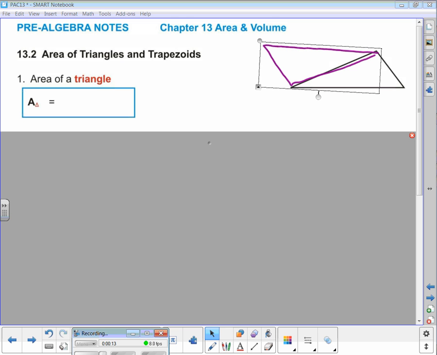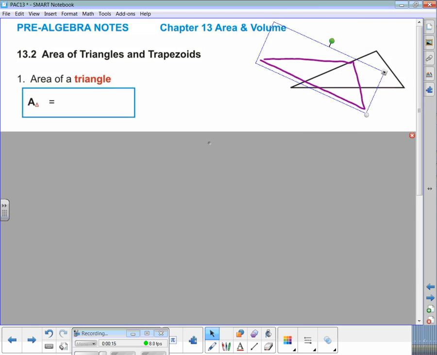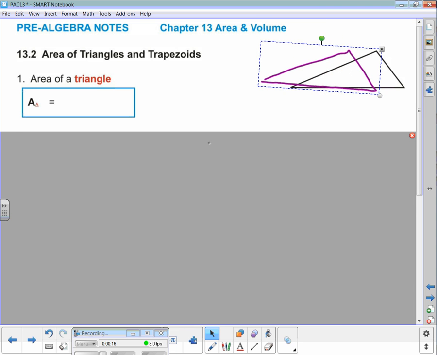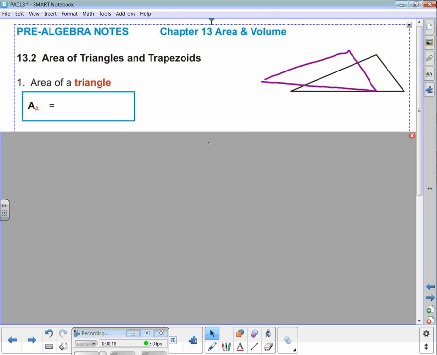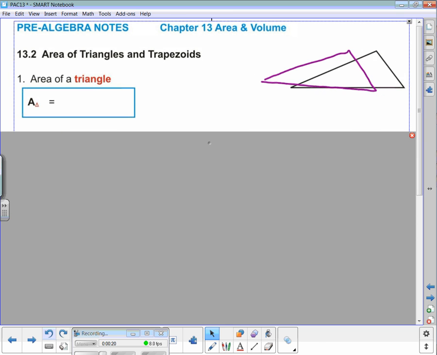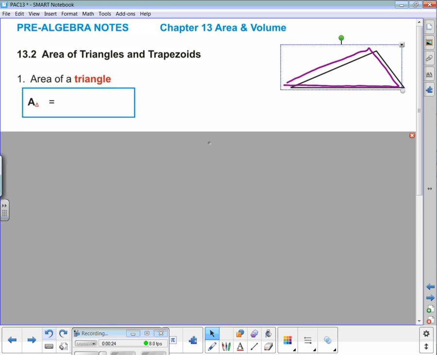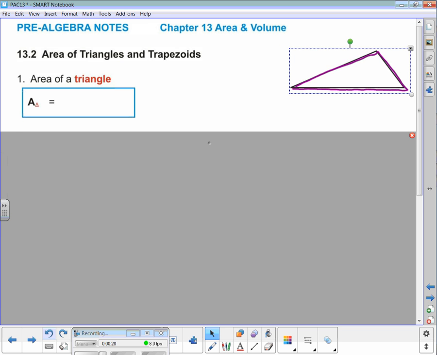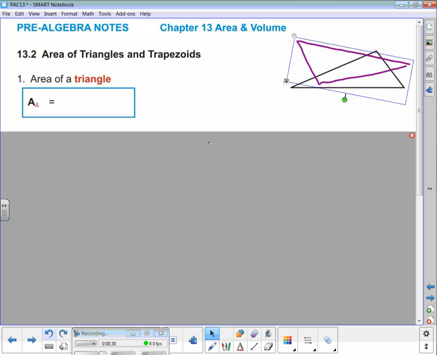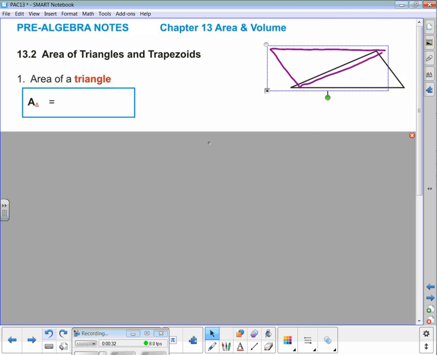Okay, so let me go back real quick to where I was. I traced the triangle, right? Oh, now we got a mess going. We'll get there. I traced the triangle, and then I spun it, and I put it together, and that shape is a parallelogram.